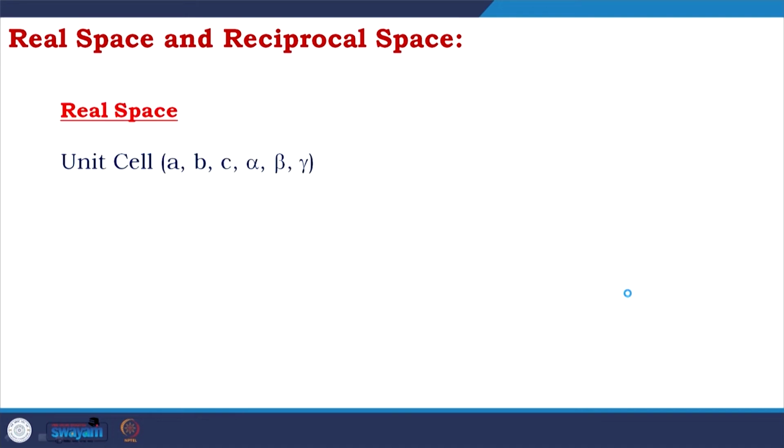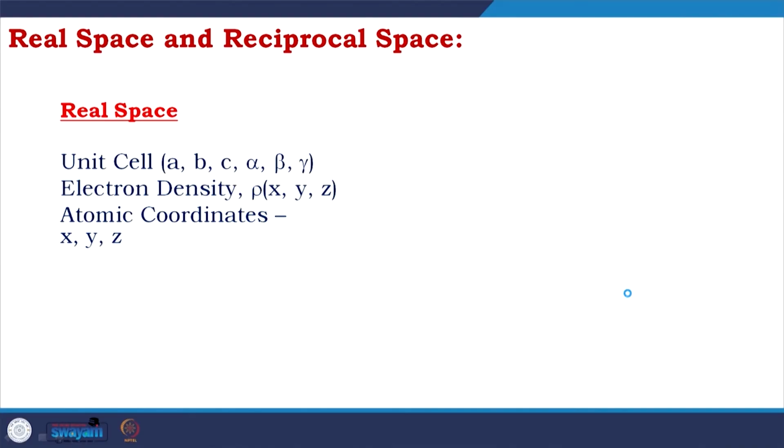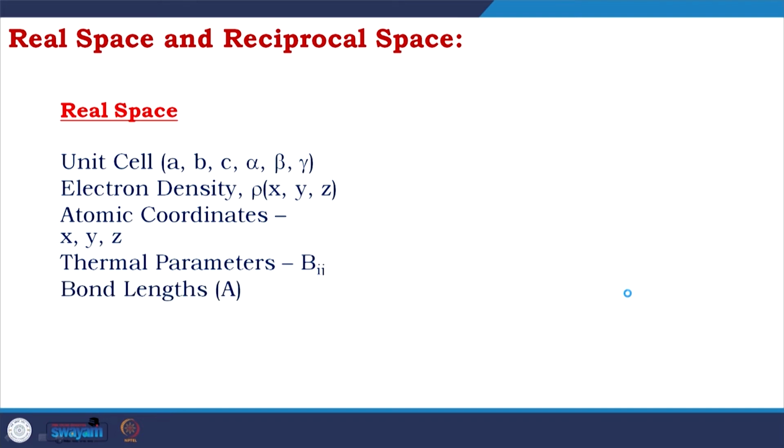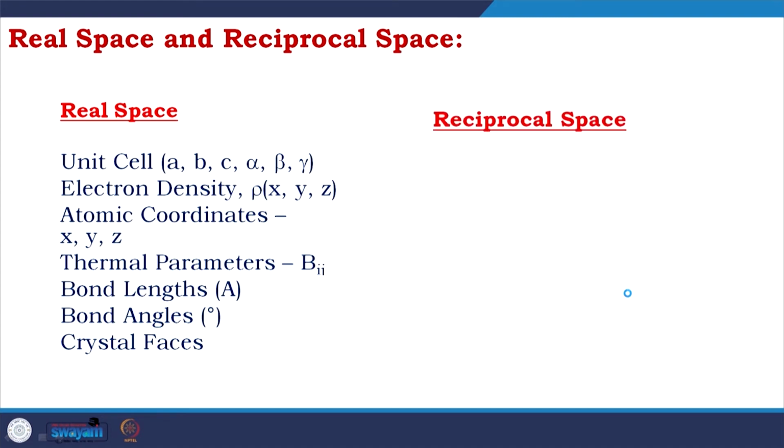So, in real space, what information do you get? You get the unit cell A, B, C, alpha, beta, gamma, the base vectors, their values and their angles, and the electron density, rho, because I will show you how to perform the Fourier transform and how we come to electron density. Atomic coordinates, thermal parameters, which is the B factor, we will talk about that, bond length, bond angle. Bond length would be in angstrom, bond angle would be in degrees, and the faces of the crystal, which we also discussed.